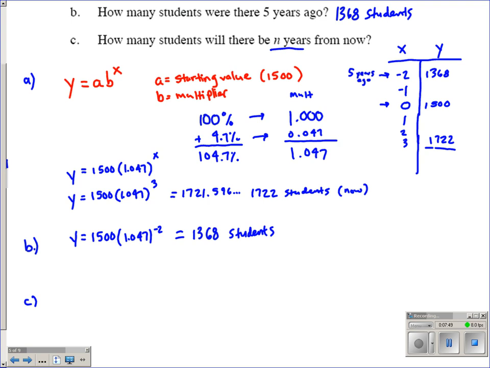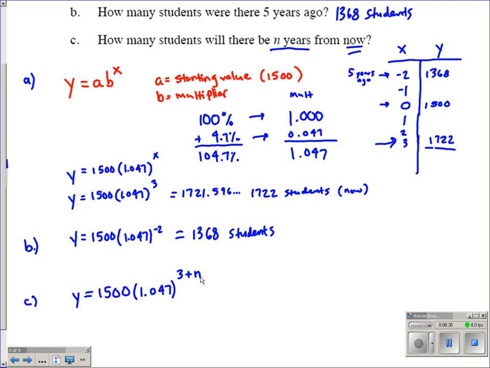If we're talking about n years from now, remember now we were at 3. So if we take our equation that we already used to come up with our value for what our population currently is, we said 1,500 students times 1.047 to the third power. This represents the number of students we have now. If I want to know n years from now, I'm going to want to add in plus n in my exponent.